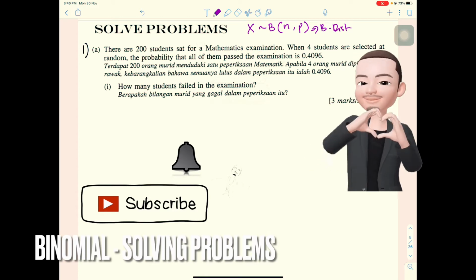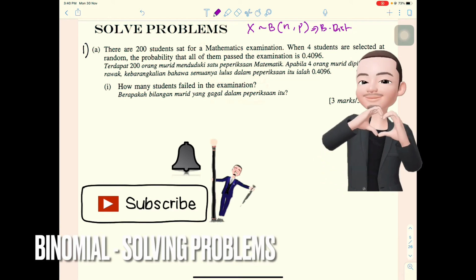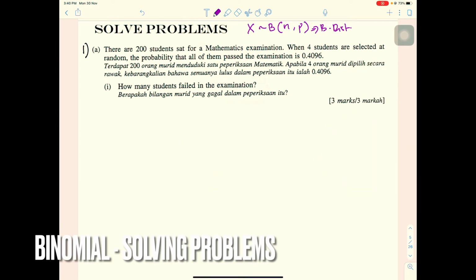Okay, there are 200 students who sit for a mathematics examination. When 4 students are selected at random, the probability that all of them pass the examination is 0.4096. Okay, there are 200 students and 4 students are selected. And question 1, how many students fail in the examination?